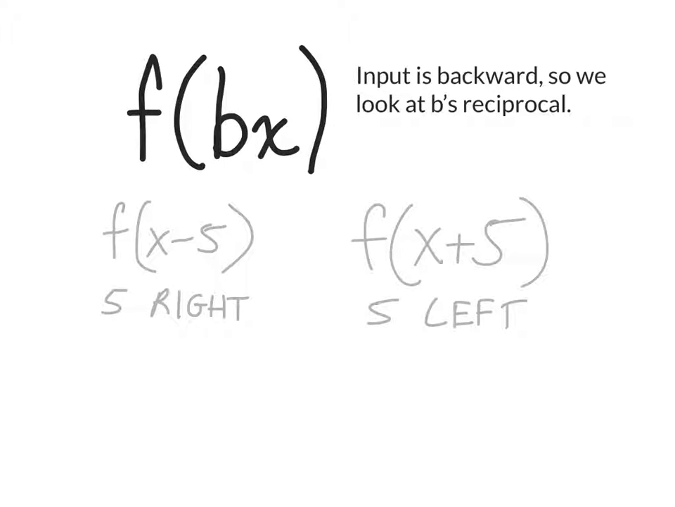If you remember last year when we did horizontal translations, you'll remember that f of x minus 5 was 5 to the right, and f of x plus 5 was 5 to the left, which is backwards of what you're looking at.